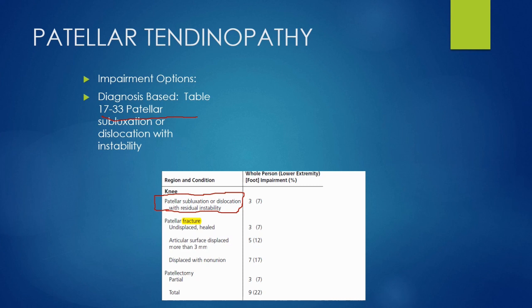And once you identify patellar tendinopathy either through physical examination and or through radiographic examination, you can then use Table 17-33 to provide for 3% whole person impairment due to patellar instability. So that's one option that you have available in those examinees that have patellar tendinopathy.